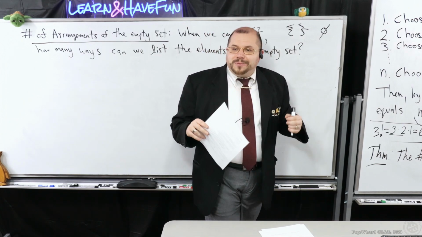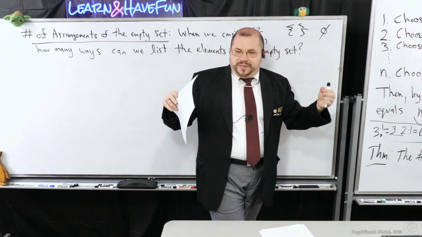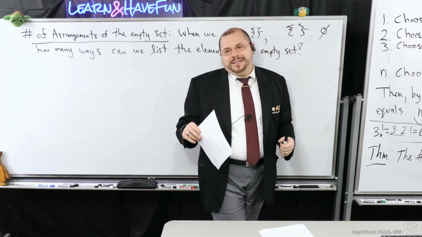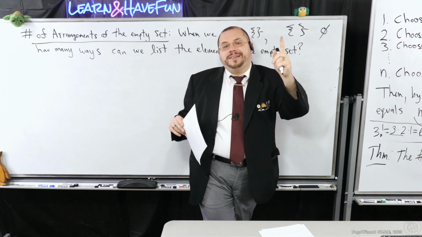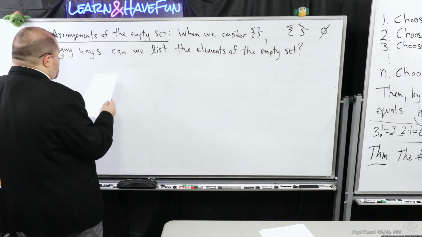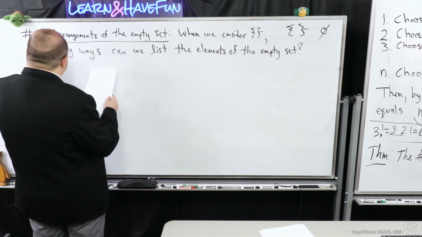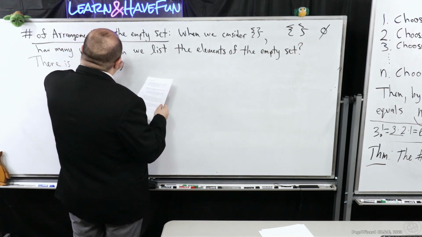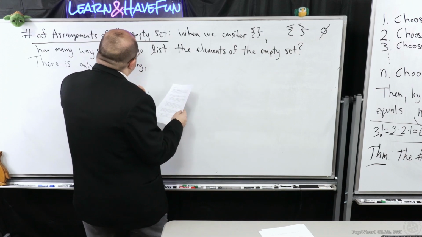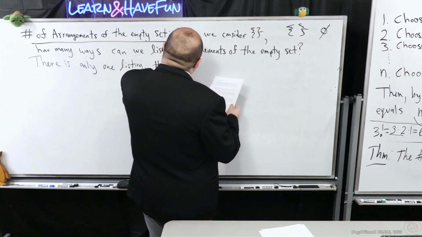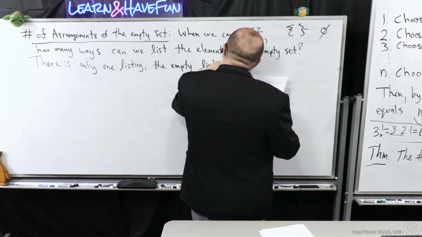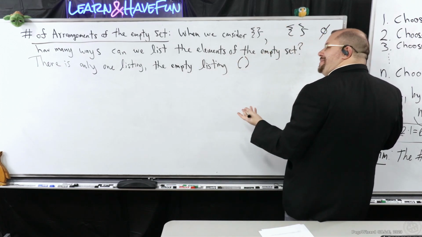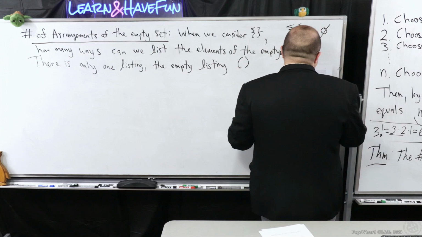Well, remember, we are listing the elements of the set. We prescribe a number to each one, but remember, this doesn't have any elements in it. So there's really only one possible listing. There is only one listing: the empty listing. So, you know how we used rounded parentheses? It looks something like this. It would just have no elements in it. That's the only one that exists for the empty set.